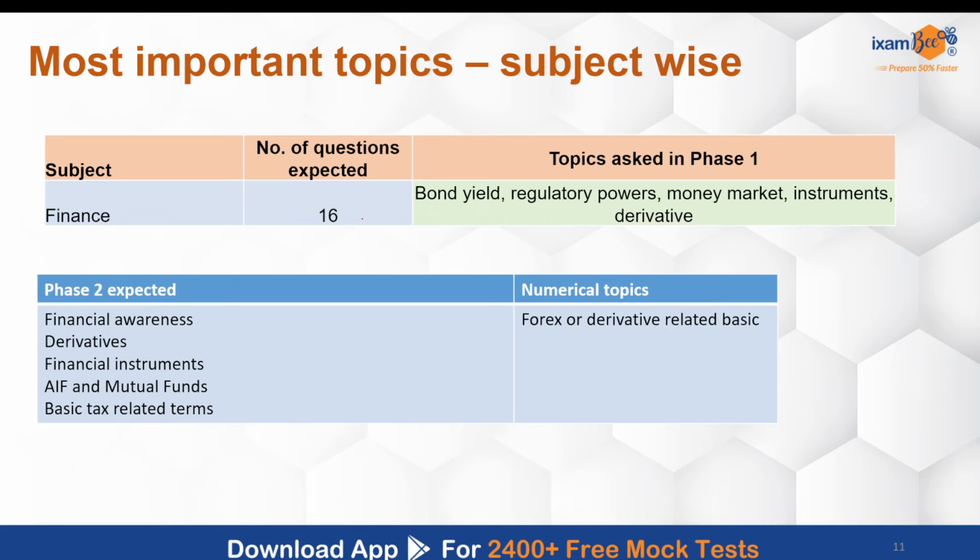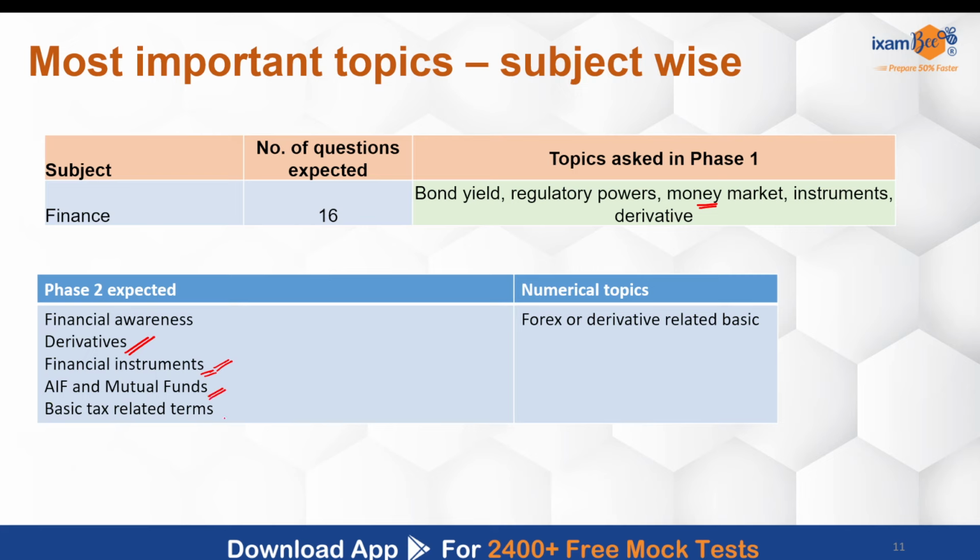Moving to finance, 16 questions. The very important topics that I expect to continue is derivatives, one of the most important topics. Please do pay attention to these. Different kinds of financial instruments. This time they have paid more attention to the money market in phase 1. Now I expect them to focus more on the capital market instruments in phase 2. Questions from AIF, alternate investment funds, both related to rules and regulations or conceptual questions. Mutual funds is something very important.